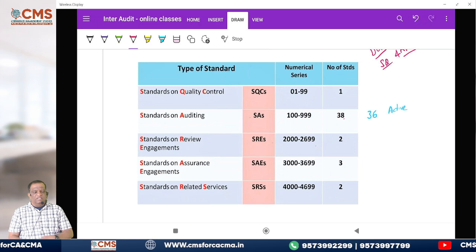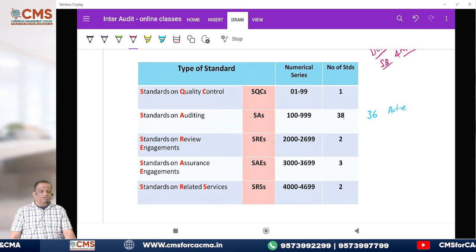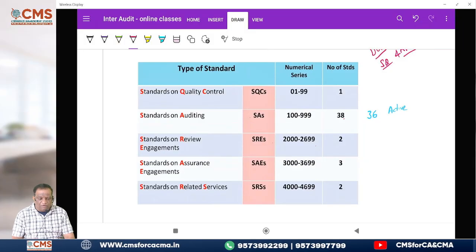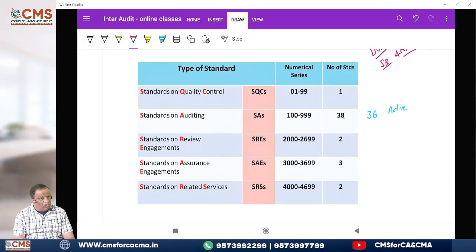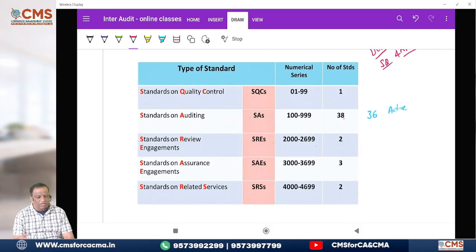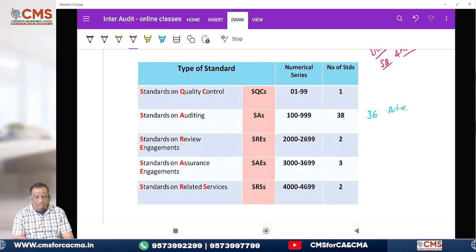There are certain standards on quality control, which in abbreviated form are called SQC. There is only one SQC as of now. And there are standards on auditing, which in short form are called SAs. The numbering system is slightly different. We will talk about it a little later.